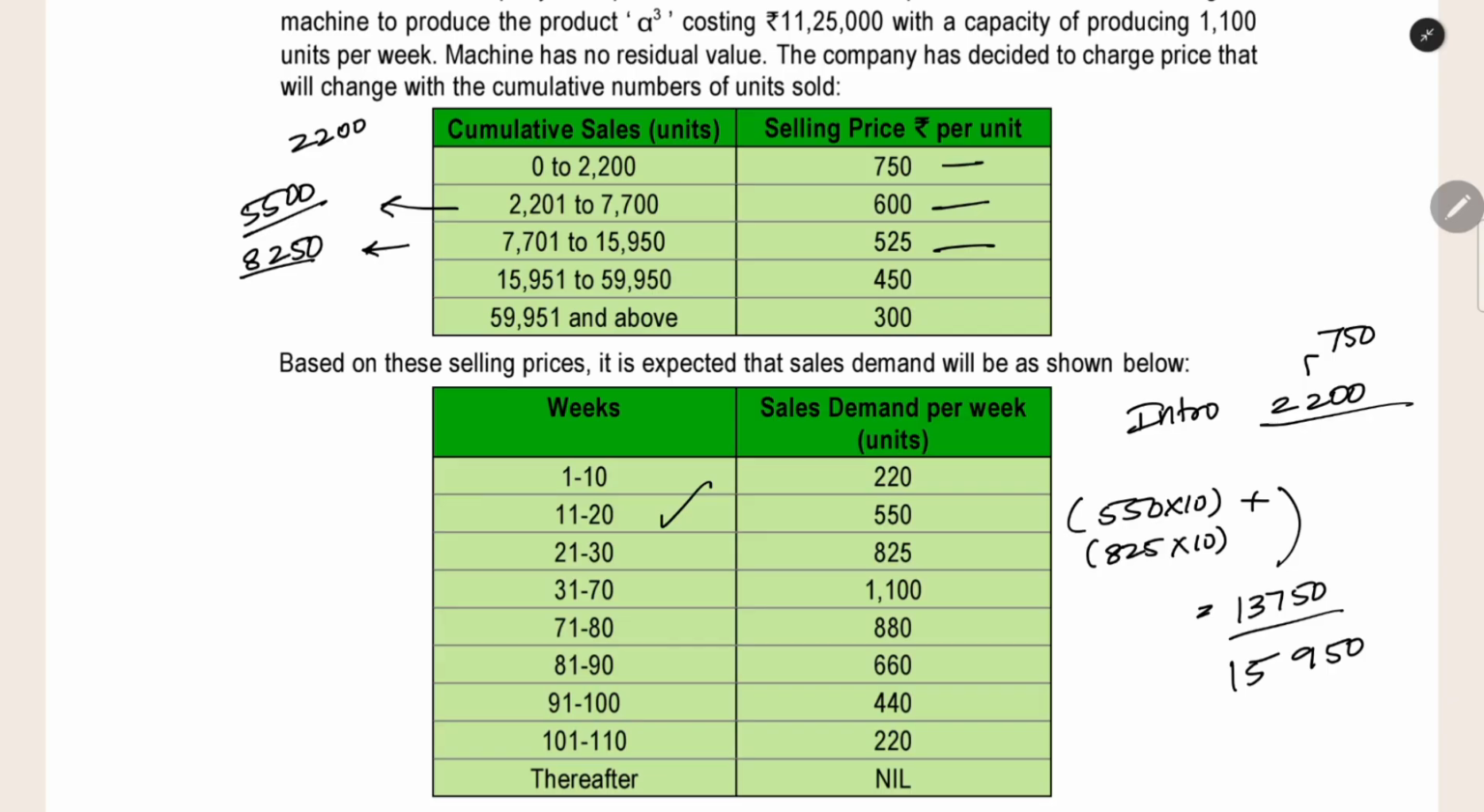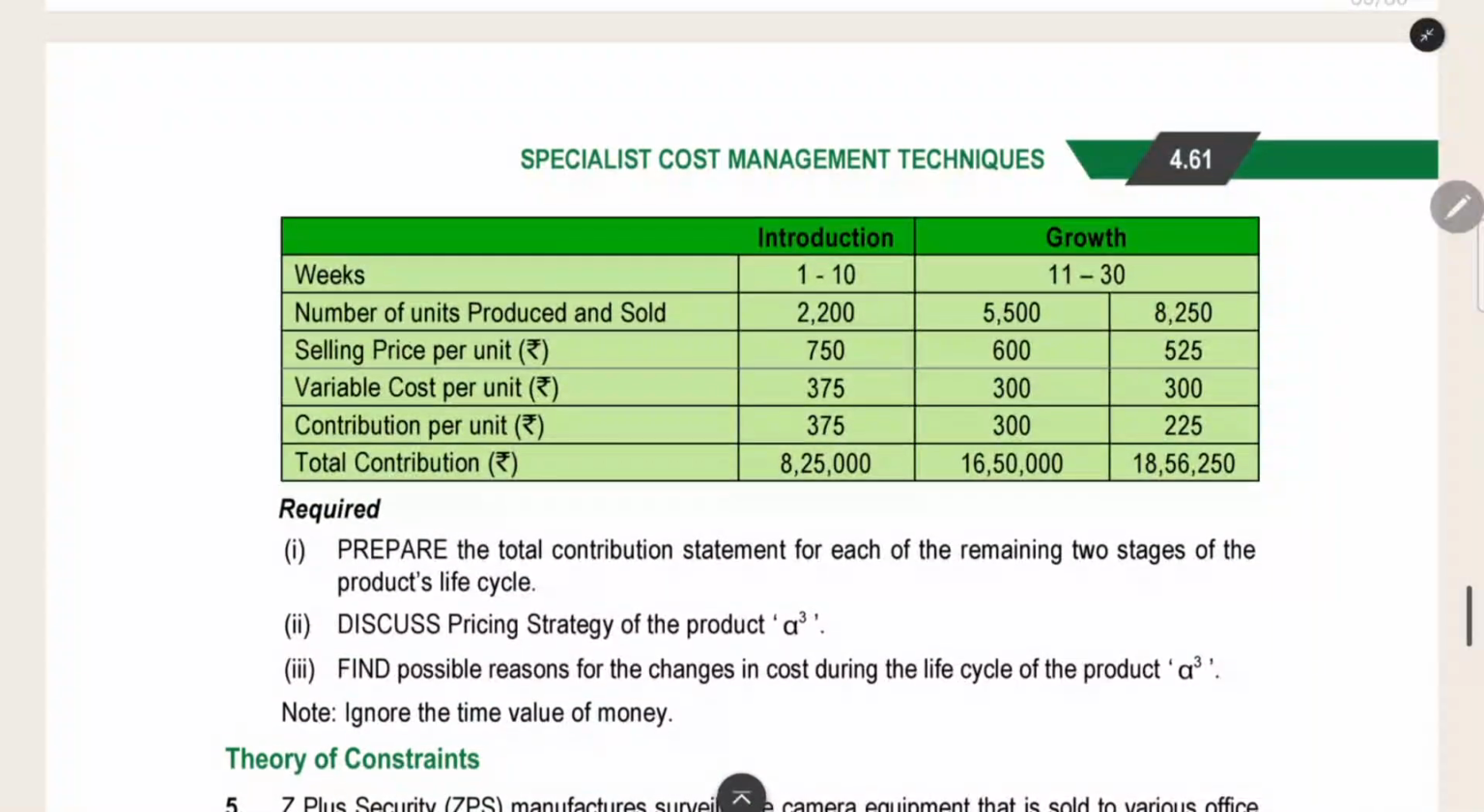Here in the growth stage, we are selling 5,500 units, and then we are selling 8,250 units. How we are getting this number? We are getting by multiplying the sales demand per week into total number of weeks. This much we are getting the sales demand. For this 5,500 units, the selling price is 600. 8,250 units, the selling price is 525. That's how they got the selling price here. 600 and then 525. Everything is from the table only. You have to calculate the number of units you are selling and then in which interval that units is falling. That also you have to calculate. By matching that, you can find out the selling price.